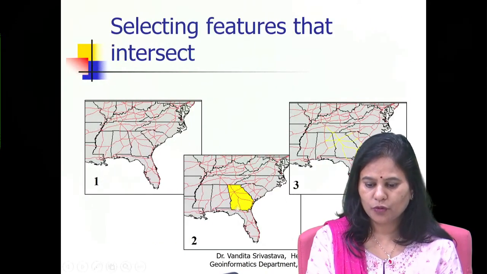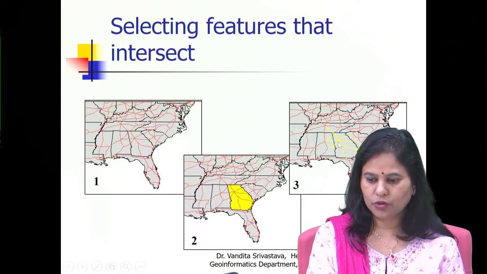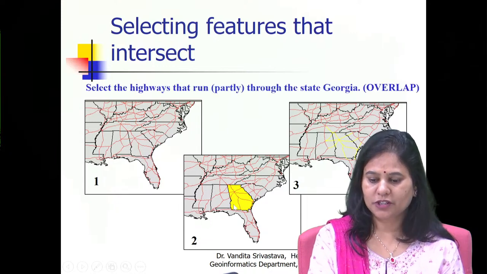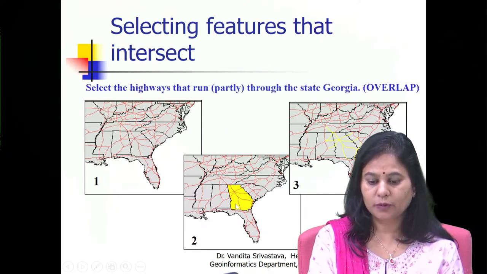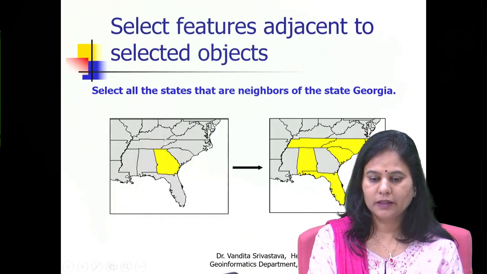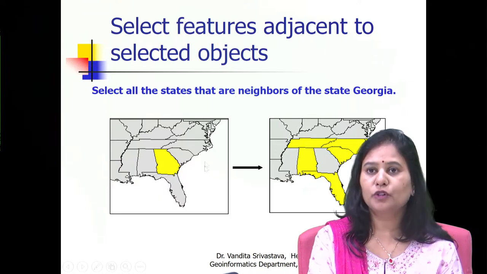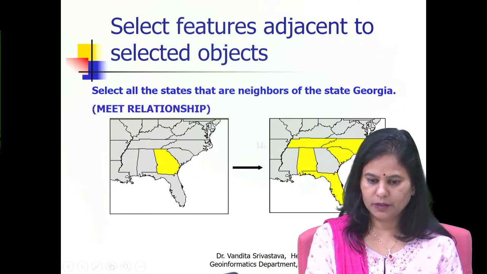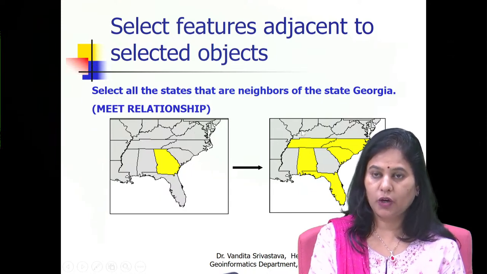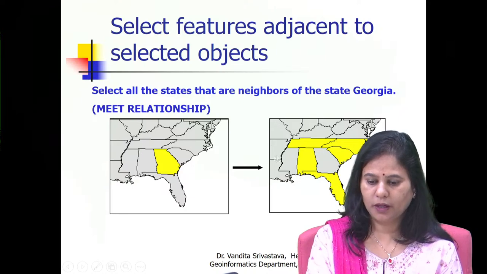Now if I have to find out all the roads, or let's say highways, that cross the state of Georgia, for that I would need overlap relationship, right? So I need to perform one attribute query and one spatial query. So this is an example of use of overlap relationship. And then similarly, I can find out all the neighbors of a particular state with the help of meet relationship. So likewise, you can perform various queries using these spatial relationships. They are very useful, and I hope you understand how they are used in GIS.